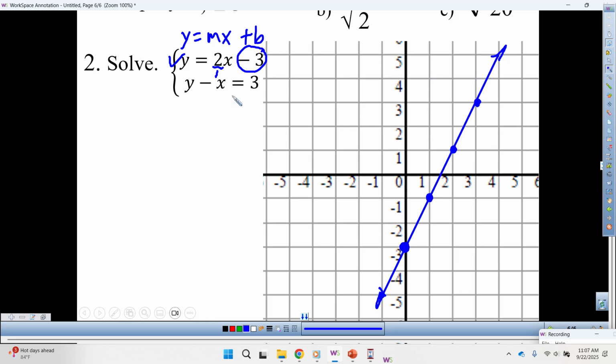However, look at this one. What do you guys notice? Is the y by itself? No. So that means I need to get rid of the x. How do I get rid of a negative x? Well, I add x to each side.